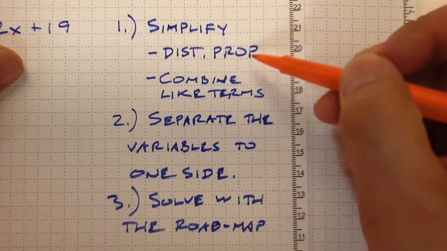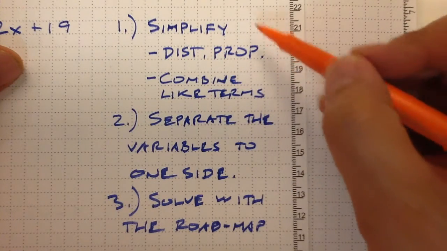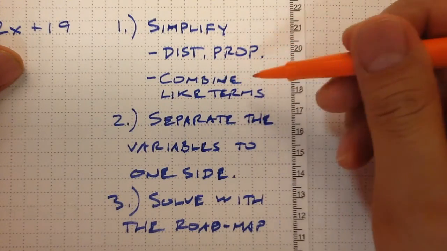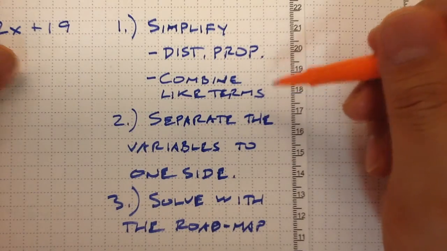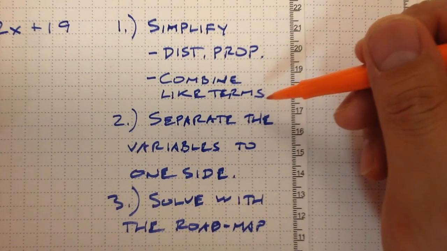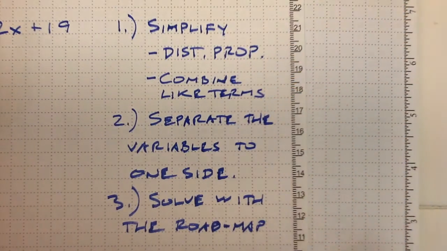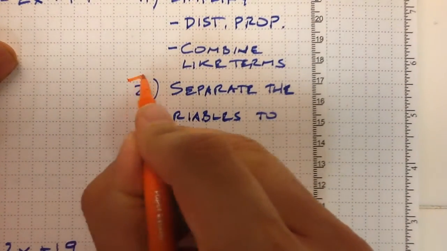So if you see parentheses where some distributive property could be done, we want to clean that up. If there's any like terms that we can combine, either on the left or the right, we do that first. Alright, then here's the part we're adding in today.